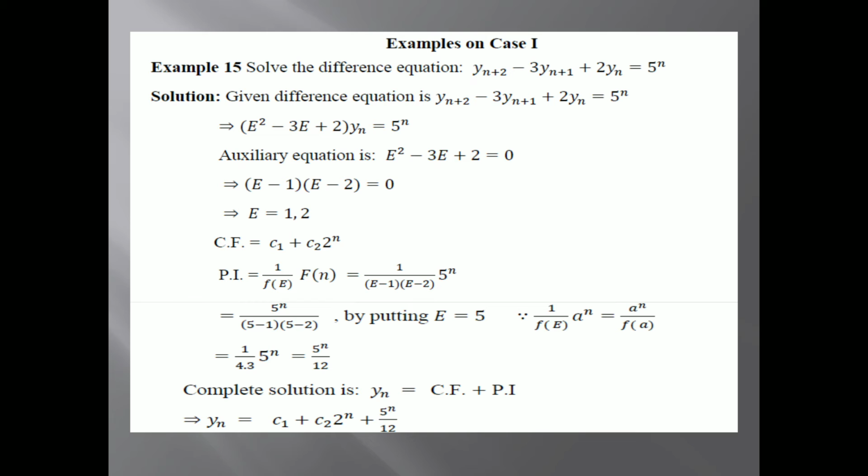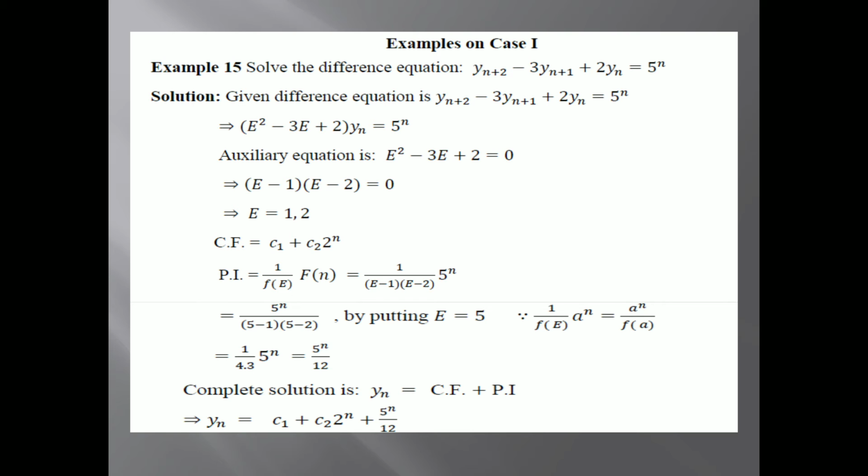Example on case first: solve the difference equation y n plus 2 minus 3 y n plus 1 plus 2 y n is equal to 5 raised to n. First of all, write the given difference equation in the form of the shifting operator, that is E square minus 3E plus 2 into y n, which is equal to 5 raised to n. From this take the auxiliary equation and equate it with 0: E square minus 3E plus 2 is equal to 0.